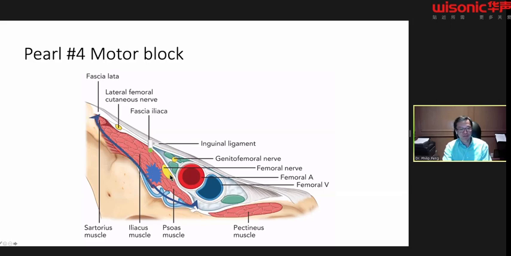The third type of spread is actually here. A lot of people put the needle much closer to the AIIS, and it can spread all the way to the fascia lata and spread to the lateral femoral cutaneous nerve and even to the femoral nerve. So this is something that I find, if you're not careful, you can get a motor block.